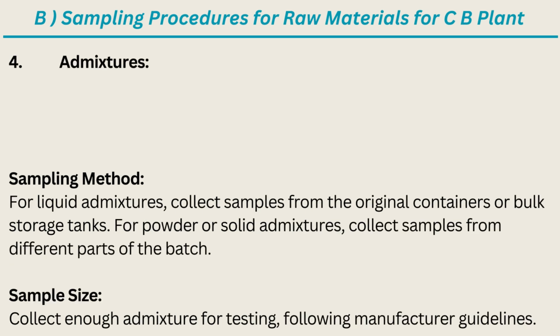4. Admixtures. Sampling method: for liquid admixtures, collect samples from the original containers or bulk storage tanks. For powder or solid admixtures, collect samples from different parts of the batch. Sample size: collect enough admixture for testing, following manufacturer guidelines.